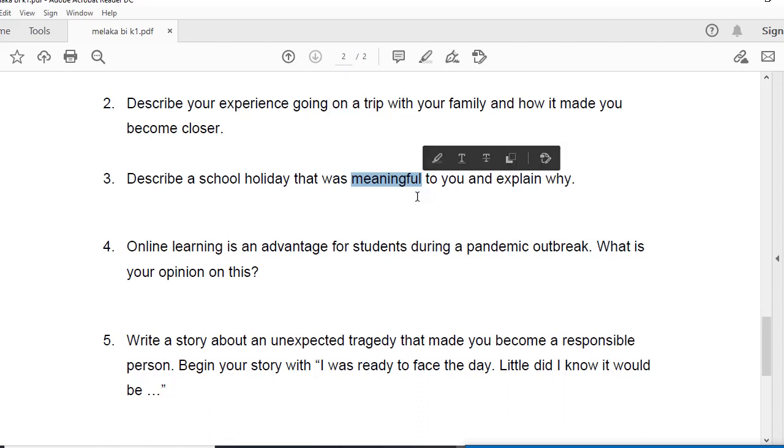Okay, you can write about a trip. You can write about other things. For example, maybe during the school holiday, you took up a part-time job. Jadi rider food panda, dapat duit banyak. So that is meaningful. And explain why. Kenapa ianya bermakna. Or maybe during the school holiday, you went back to your hometown, your father's hometown, and you take care of your grandma. Okay, so that was also meaningful. And explain why.